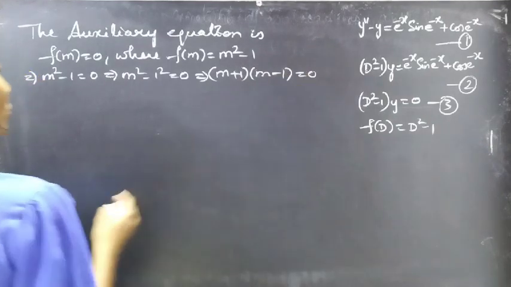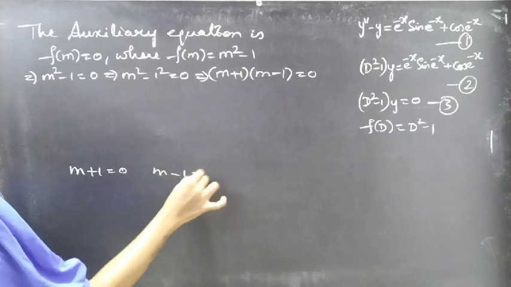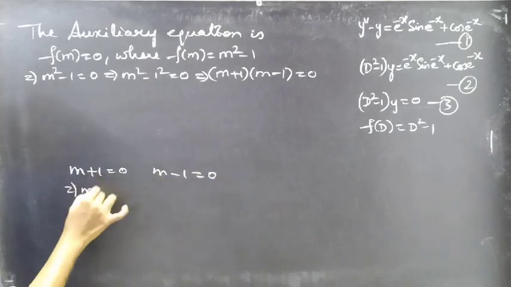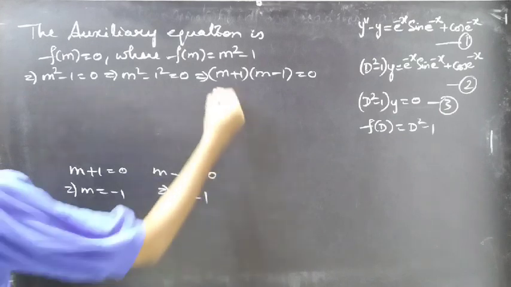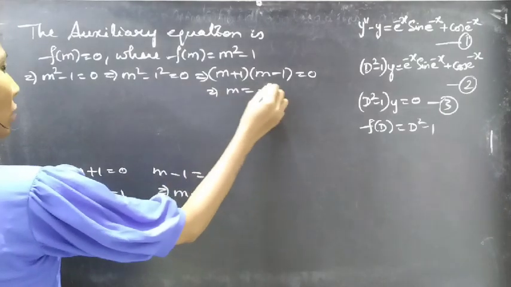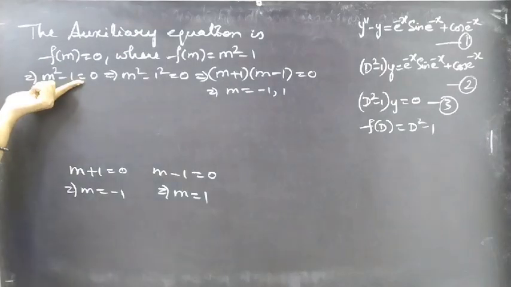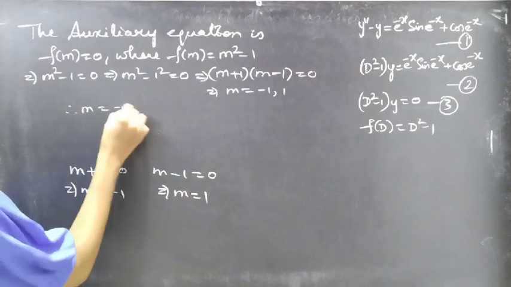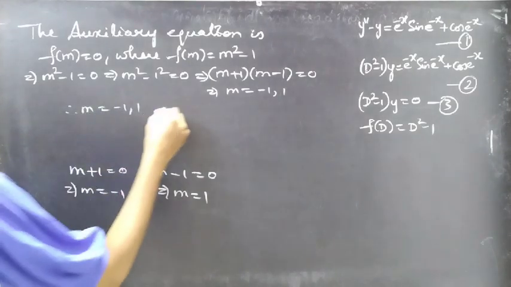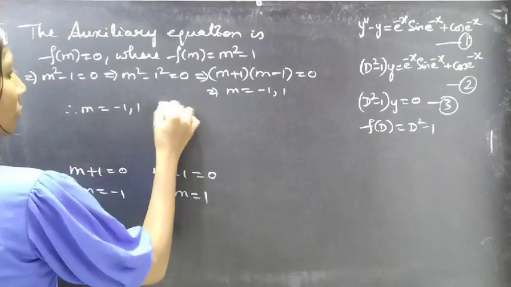Now equate each factor to 0. When m plus 1 equal to 0, we'll get m equal to minus 1, and when m minus 1 equal to 0, we'll get m equal to 1, right? m equal to minus 1 and 1 are the roots to our auxiliary equation. Therefore, m equal to minus 1, 1 are the roots which are real and distinct. The roots are real and distinct.